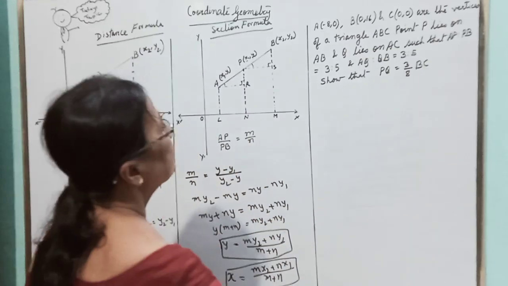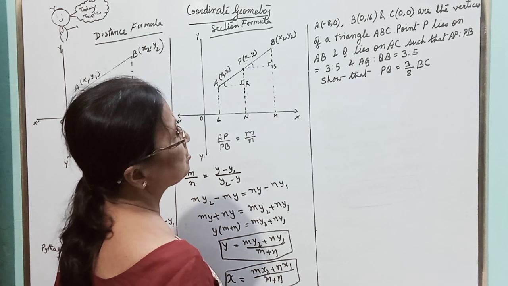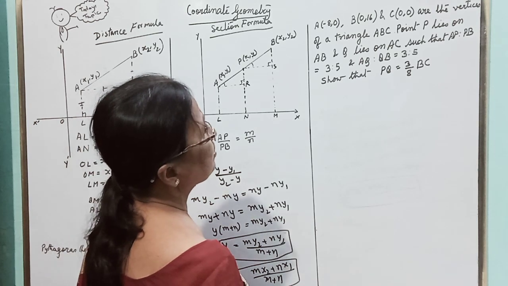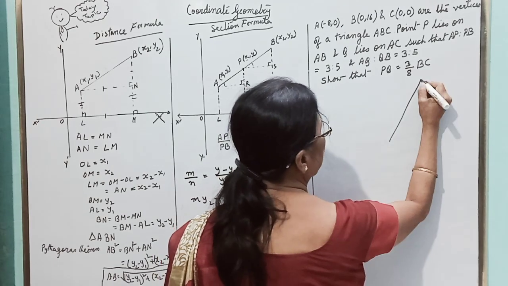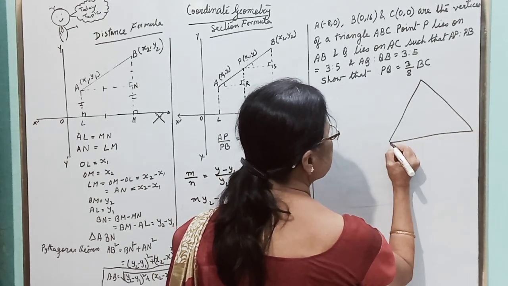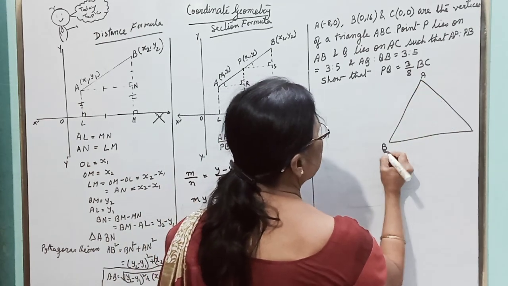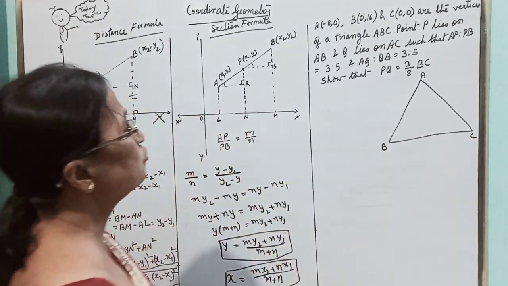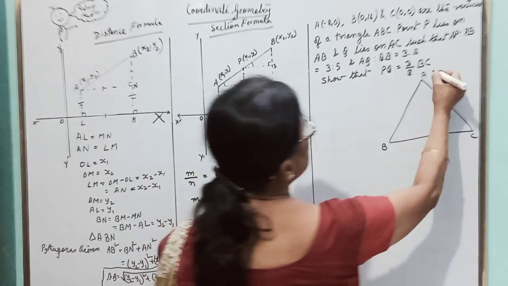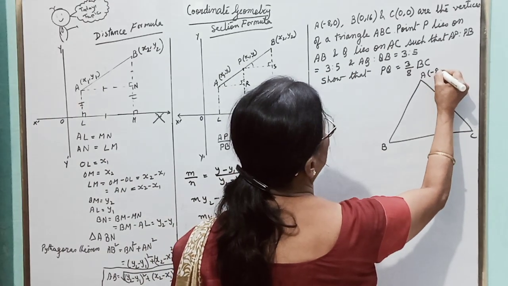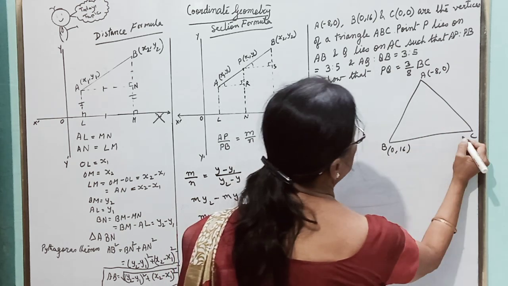Now here it is a triangle. A is (-8, 0), B is (0, 16), C is (0, 0); these are the vertices of a triangle ABC. I am just drawing a rough draw, without scale. Without scale means I am not measuring it. ABC in the coordinate axis: you measure it and draw it on rough graph paper. A is given as (-8, 0), B (0, 16) and C (0, 0).